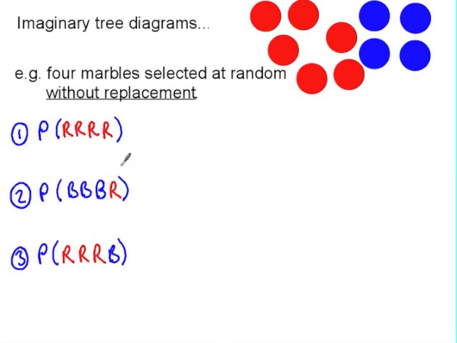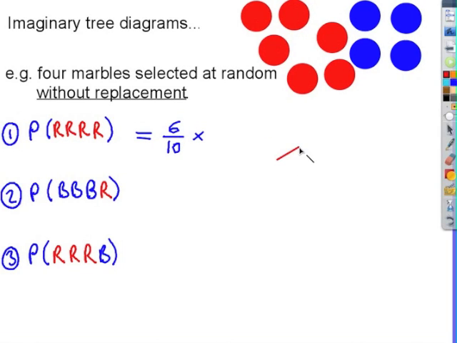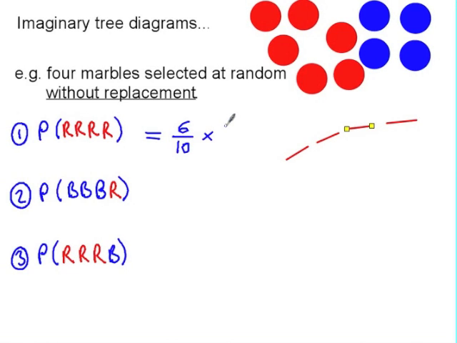So what we do instead is to imagine a tree diagram. What's the probability of selecting 4 reds? Well, I imagine the first branch would be 6 out of 10, and then if I keep selecting reds, I'm following the 4 red branches one after the other. And so once I've selected a red marble, I've now got 5 out of 9 red, then 4 out of 8, then 3 out of 7.